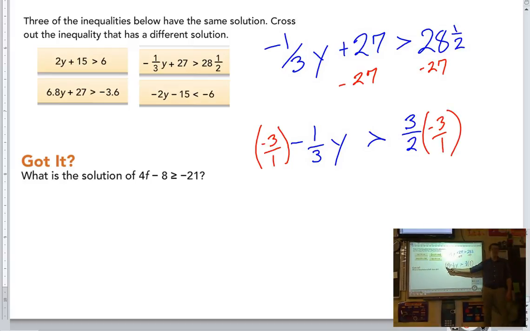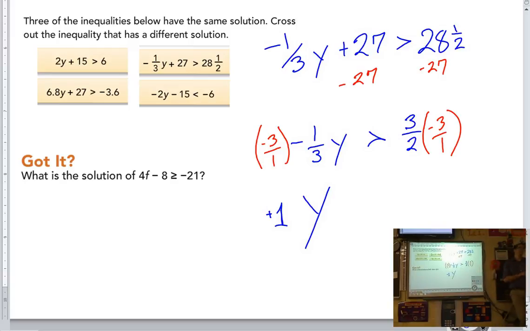What's a negative times a negative? It's a positive. 3 across the top times 1 gives me 3. 1 across the bottom times 3 gives me 3. 3 divided by 3 is 1, and we get y. Now, if we want to write it, we could write a positive 1y, but we don't need the positive, and we don't need the 1 because all of that is assumed.